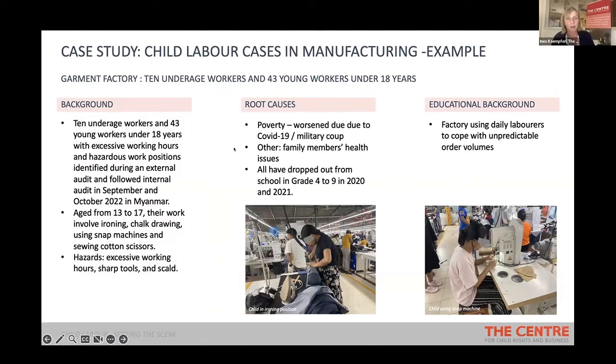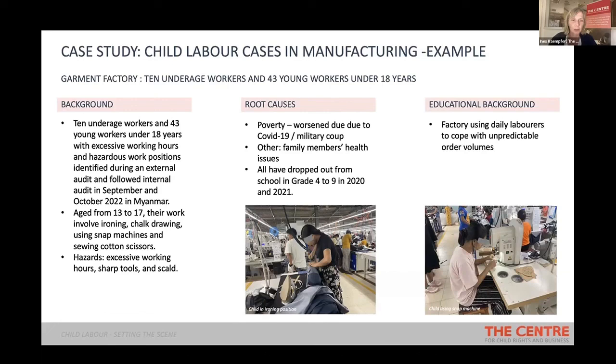Now, I'll quickly end, as I'm soon at the end, with a practical case. We had a case in Myanmar at the end of last year, where 10 underage workers, children under the age of 15, and 43 young workers under the age of 18 were found in a factory. What is interesting is that the factory was under a lot of pressure because they didn't have any stable orders and couldn't plan their production accordingly. As a result, they let go quite a big number of their unionized contracted workforce, and replaced them with daily laborers. And many of those daily laborers were very young, as we saw.